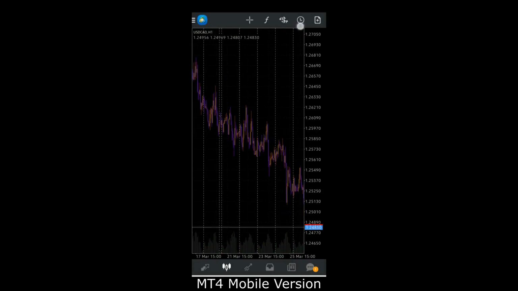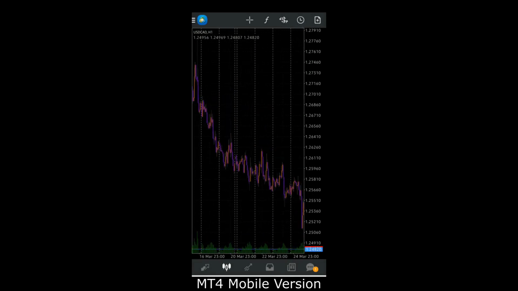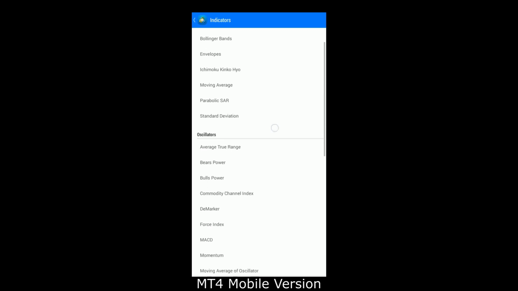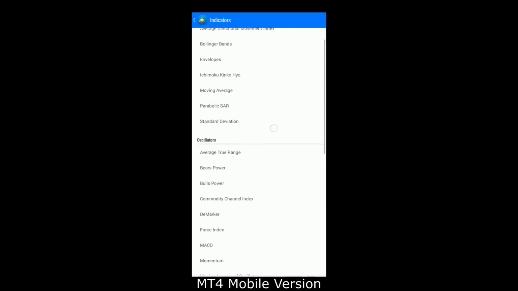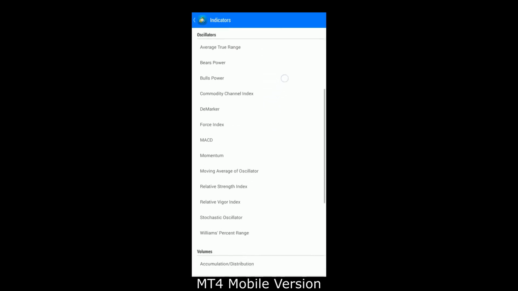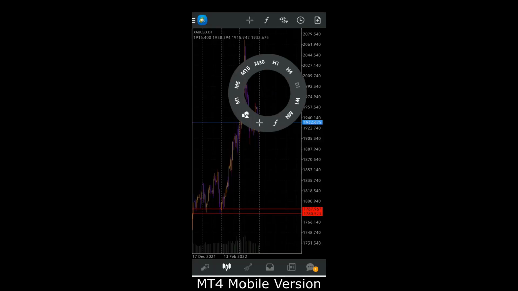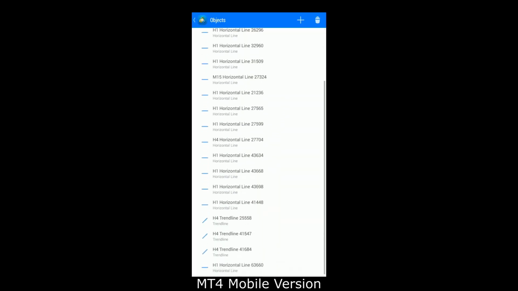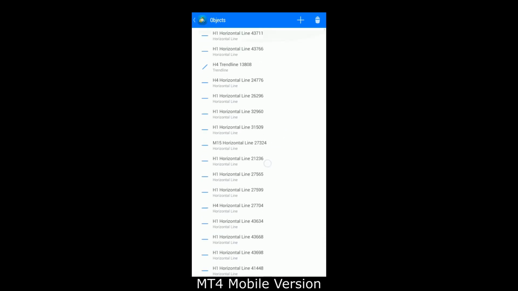You can use the icon which looks like a clock at the top here to change the time frames of the charts. If you want to select an indicator for your chart, you can use this icon here and you can view all the indicators on the trading platform. To make a selection of a technical object, you tap and hold the chart and then you select this icon right here to display the list of all the objects on the trading platform.